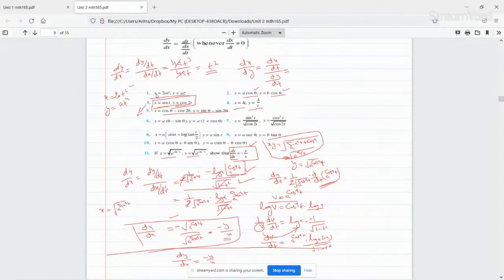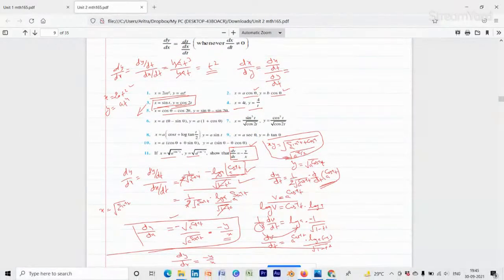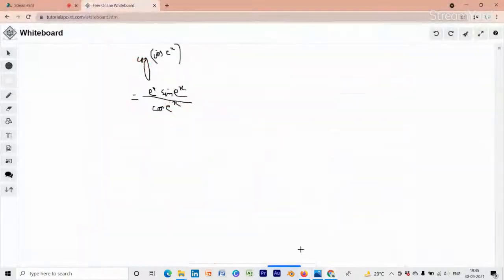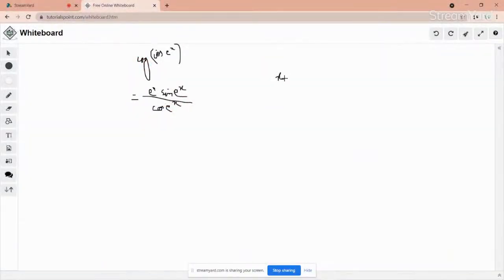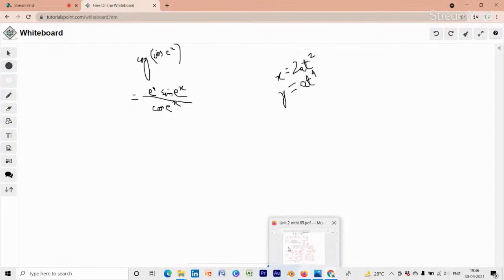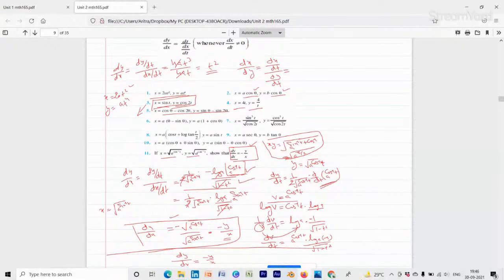Let's take this example. x is equal to 2at square, y is equal to at to the power 4. Let's see if I'm not wrong. Yeah, I've taken the right question.